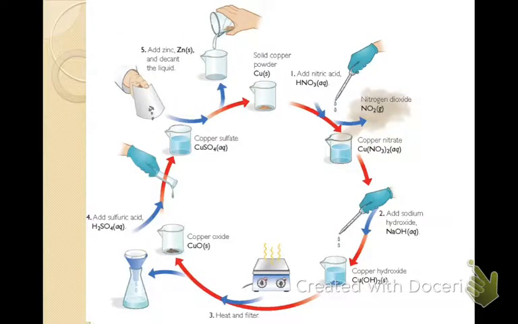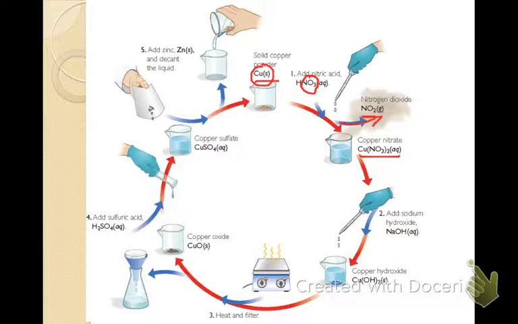So if you haven't done this lab yet, you will soon. But in the copper cycle lab, we started out with solid copper. It was in a powder form, and then we added nitric acid to it in the fume hood. Nitrogen dioxide was being released, and copper nitrate formed. So we went from solid copper, added it to that nitrate, and formed copper nitrate.